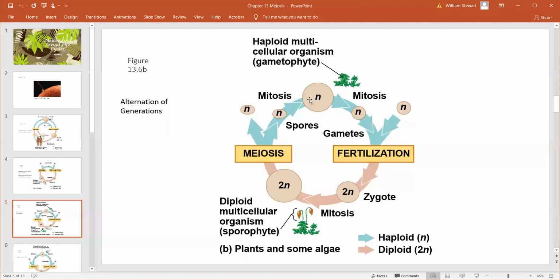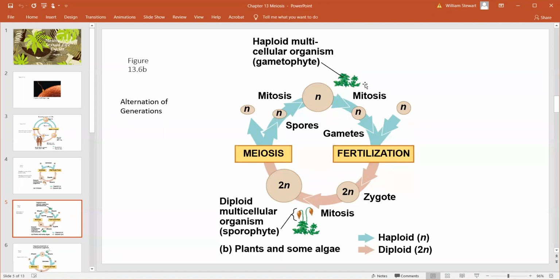The spores grow into a different organism, a multicellular organism, by mitosis. And this organism is called the gametophyte. See how it's just N? So it's only haploid. And see how it says mitosis, mitosis, right?